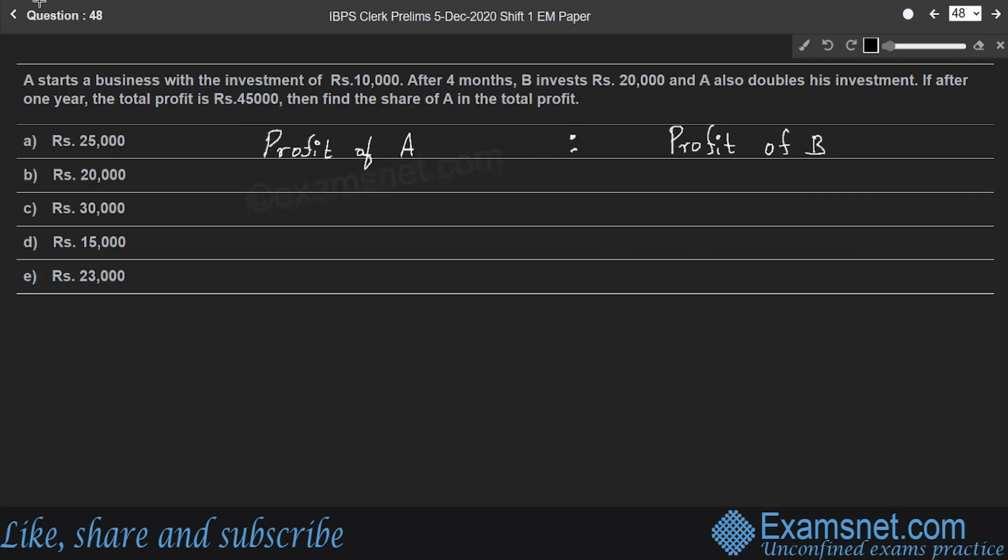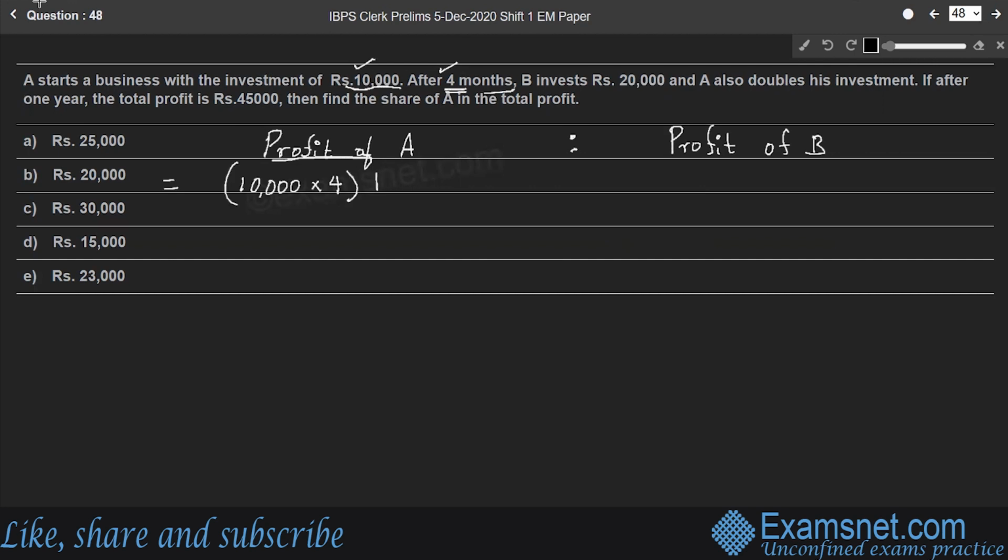Profit of B ratio is equal to, so what is profit of A? Since it is proportional to investment and time, in the first case, A has invested 10,000 rupees for 4 months, right? Because B is going to invest after 4 months. Therefore, initial investment of A is for the period of 4 months, right? Therefore, profit of A is proportional to his initial investment and time, which is 4 months.